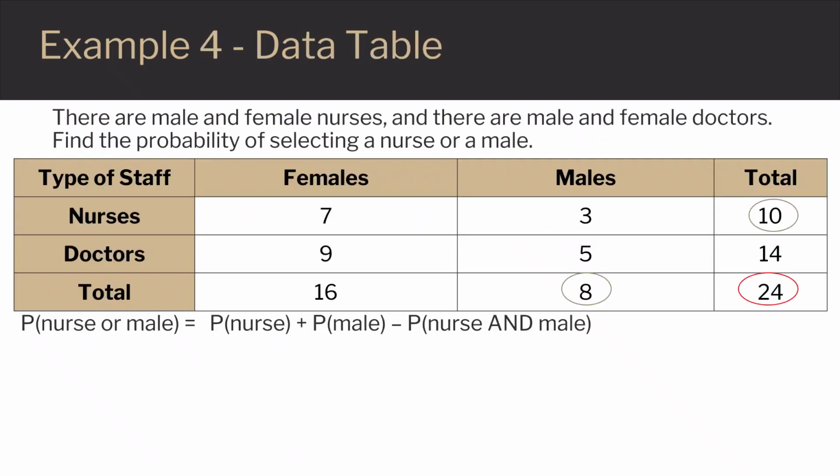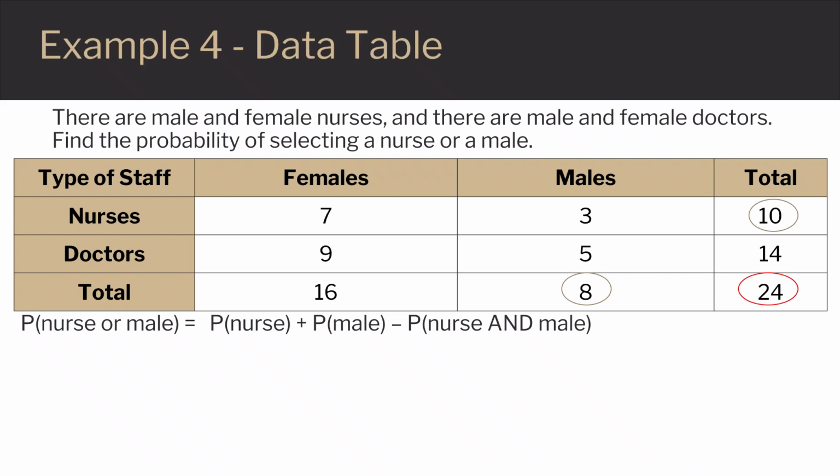Now we'll consider a data table. This is a data table in which there are female and male nurses and doctors. In this data table, we have 7 female nurses and 3 male nurses for a total of 10 nurses. We have 7 female nurses and 9 female doctors for a total of 16 females. And we have 5 male doctors and 3 male nurses for a grand total of 24 people.